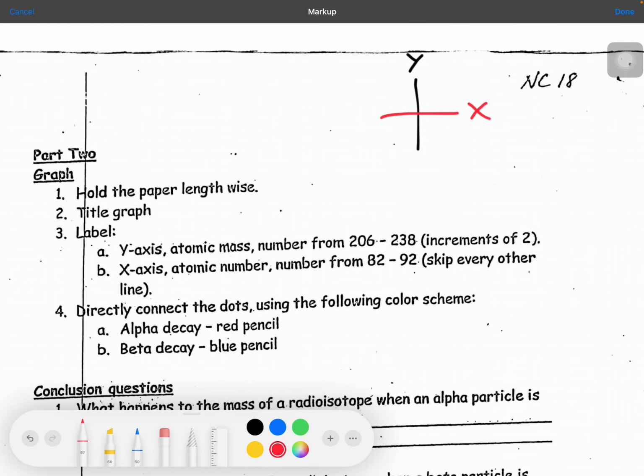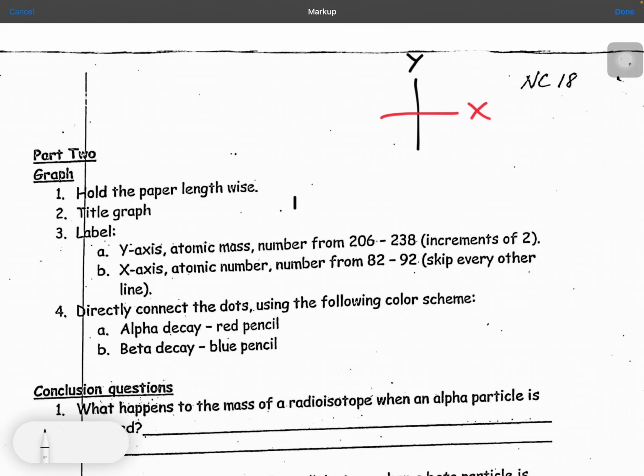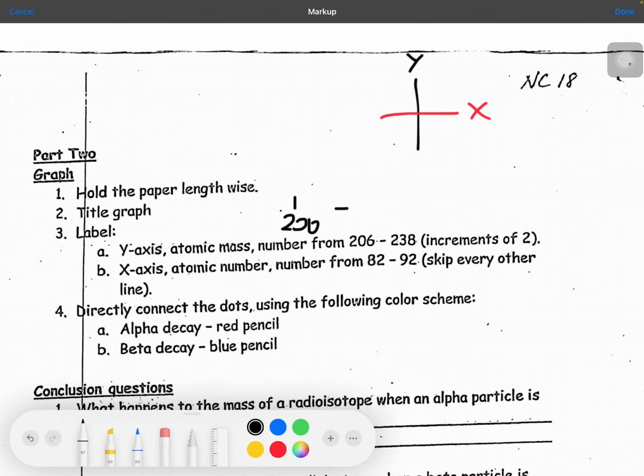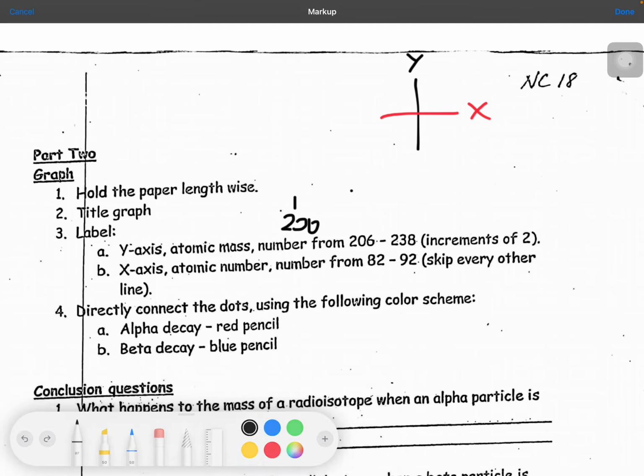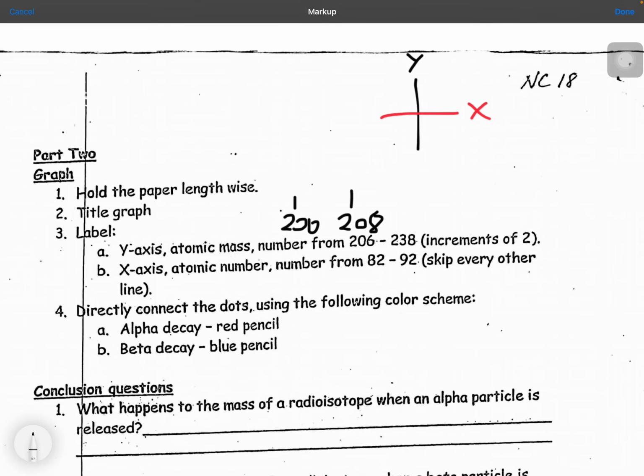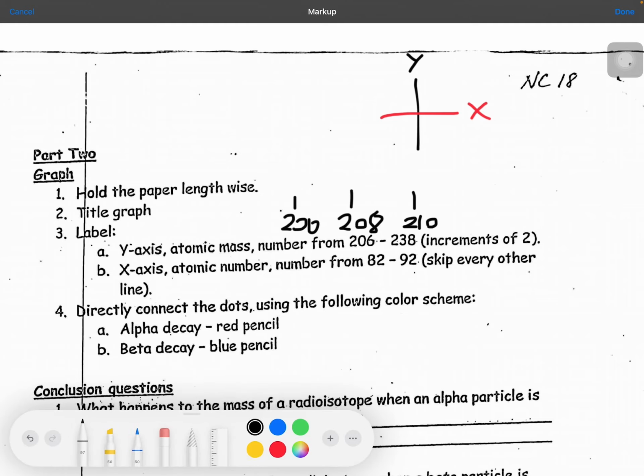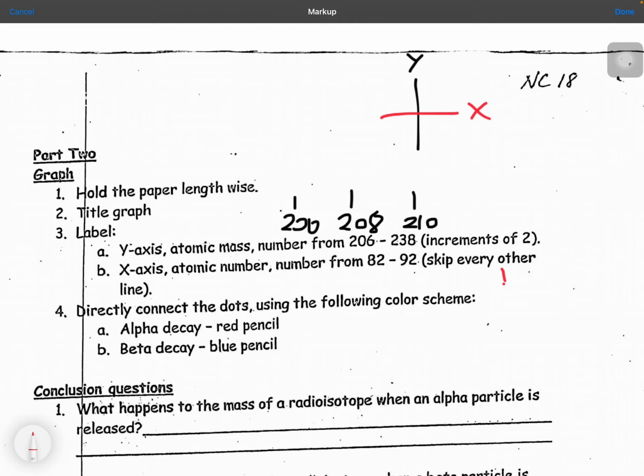So you're going to start with number 206, and it's just going to be 206. Oh, sorry about that. 208, 210, and so on. Your x-axis is going to be going from numbers 82 to 92, skipping every other line. So that would be like 82, 83, 84, and so on.